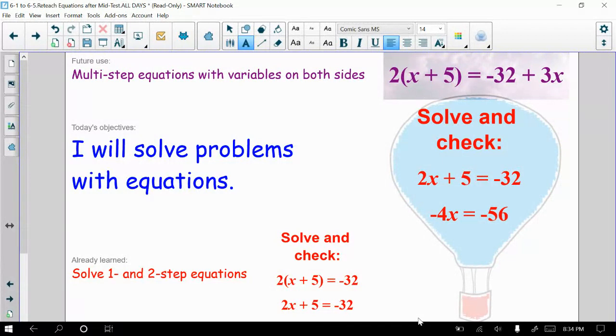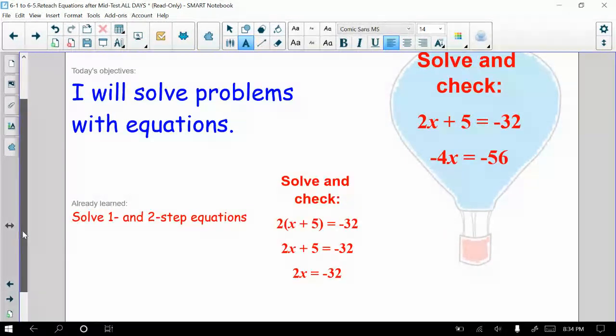Okay, so today we are going to do some more reviewing and reteaching. Remember, next week on Wednesday or Thursday, you have your unit test over all equations. So today's objective is that I will solve problems with equations. This includes our one-step equations, our two-step equations, and even the equations with distributive property, and the importance of solving and checking.